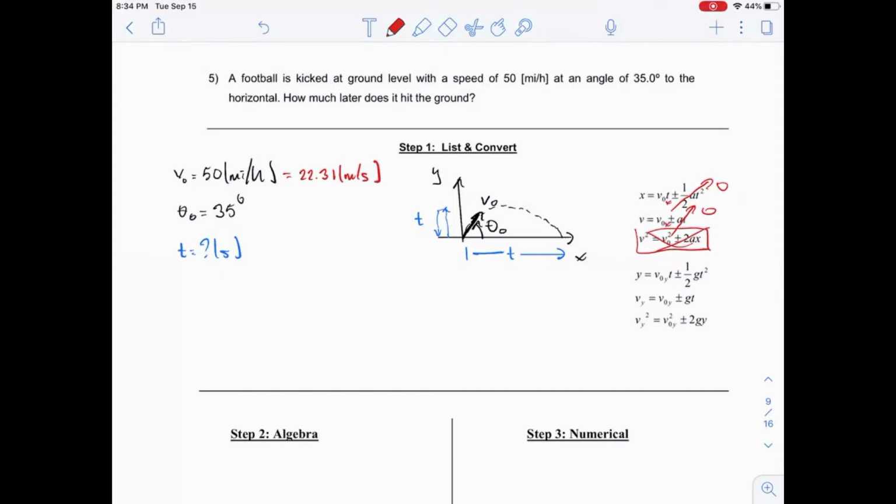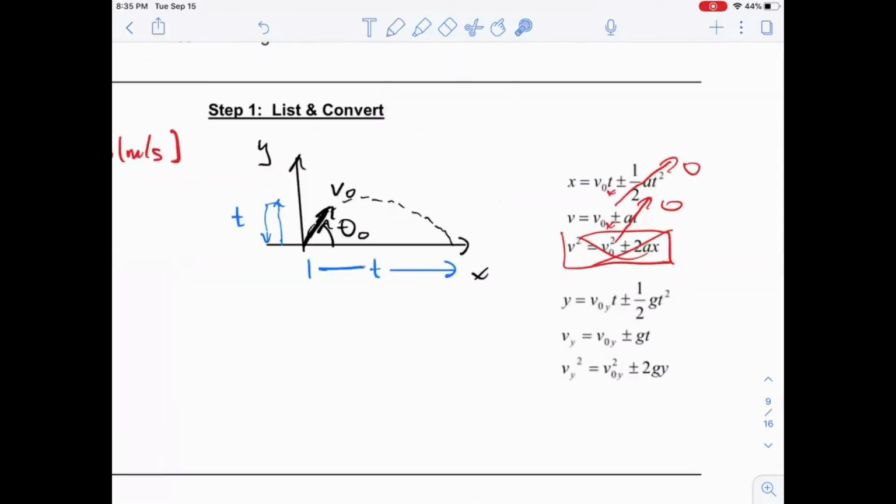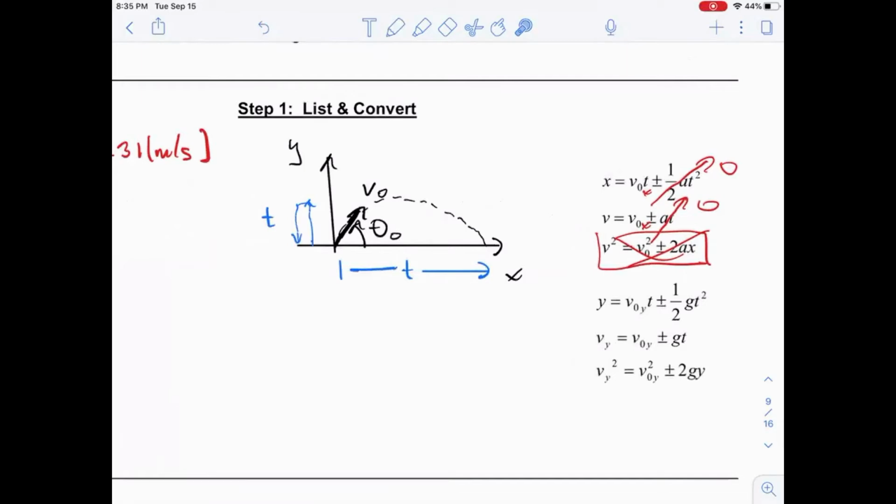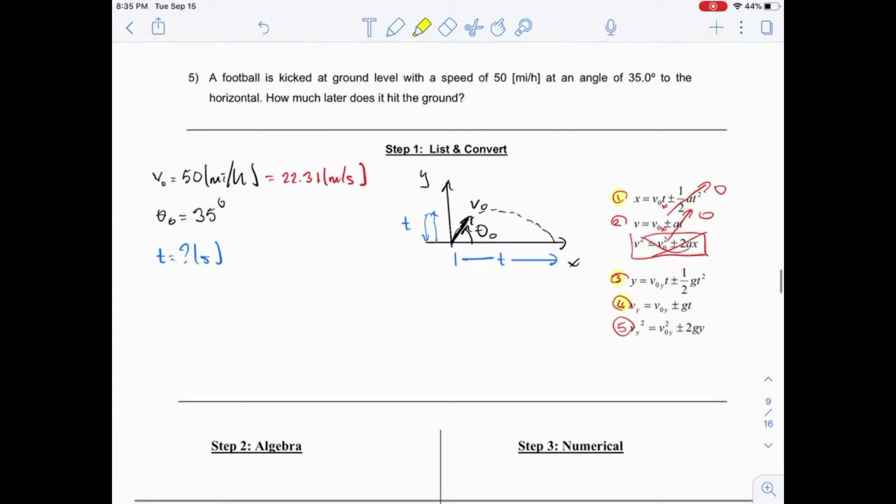Everything looks fine. So T is what I'm trying to figure out. So now, what do we do? Which formulas can we use? This has T in it, this has T in it, this has T in it. I think the best thing to do is just label everything right now. It's going to make the communication easier. Which ones have T in it? This one, this one, and this one. So which one can I use for this problem?